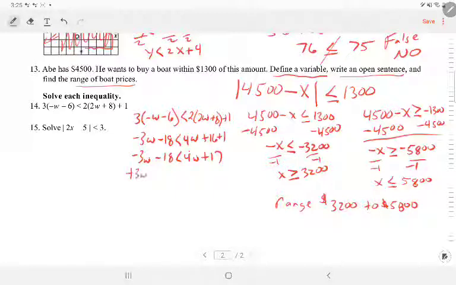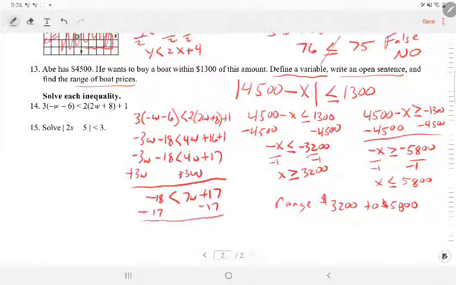I'll add 3w to both sides, and that's going to give me negative 18 is less than 7w plus 17. I'll subtract 17 from both sides, and 7w is greater than negative 35. Divide both sides by 7, and I get negative 5 is less than w, or w is greater than negative 5.